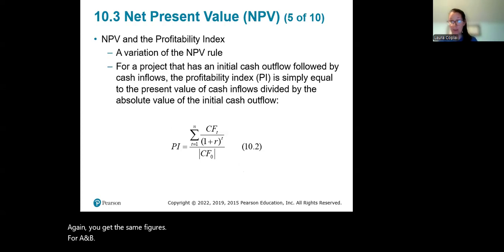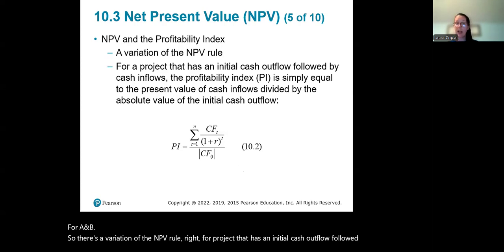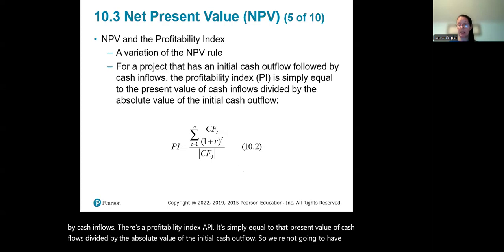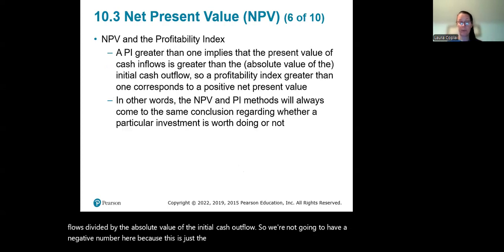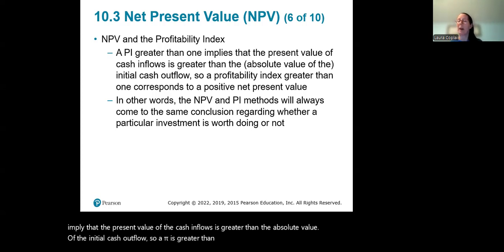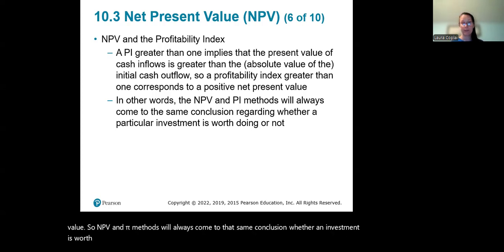So there's a variation of the NPV rule, right? For a project that has an initial cash outflow followed by cash inflows, there's a profitability index, a PI. It's simply equal to the present value of cash flows divided by the absolute value of the initial cash outflow. So we're not going to have a negative number here because this is just the initial cash outflow. A PI greater than 1 is going to imply that the present value of the cash inflows is greater than the absolute value of the initial cash outflow. So a PI greater than 1 corresponds to a positive net present value. So NPV and PI methods will always come to the same conclusion, whether an investment is worth doing or not.